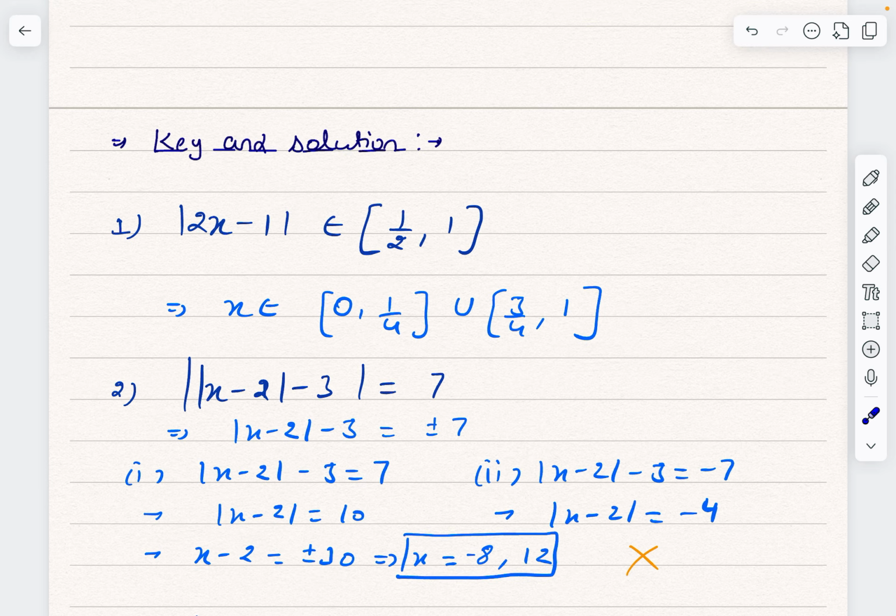Answer for the next problem is minus 8 and 12. Those who couldn't solve, see this. ||x minus 2| minus 3| will be plus minus 7. So first case plus 7, second case minus 7. In the first case you get |x minus 2| equal to 10, so x minus 2 will be plus minus 10, which gives you minus 8 and 12. Second case you get |x minus 2| equal to minus 4, which is not possible. So we don't get anything from the second case.